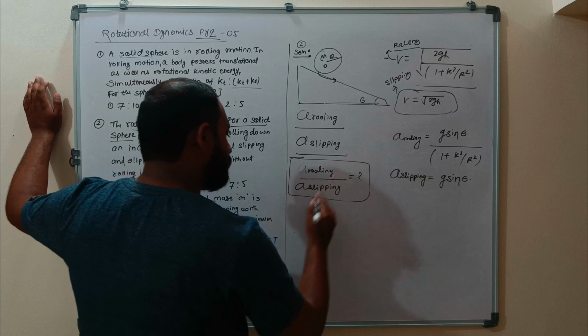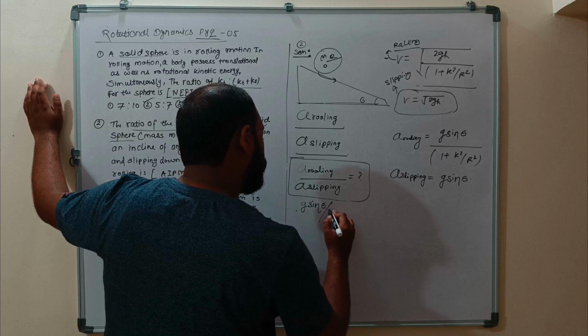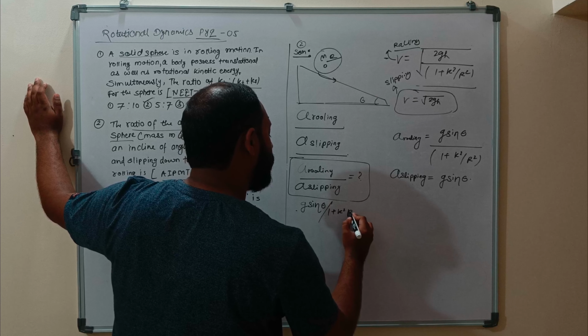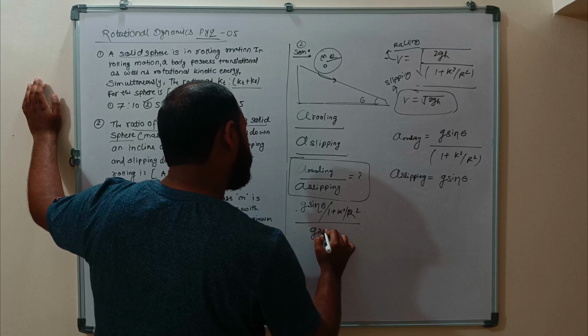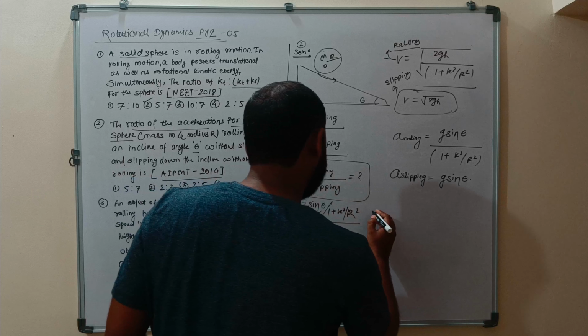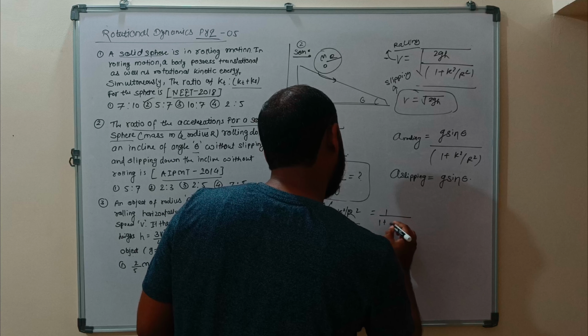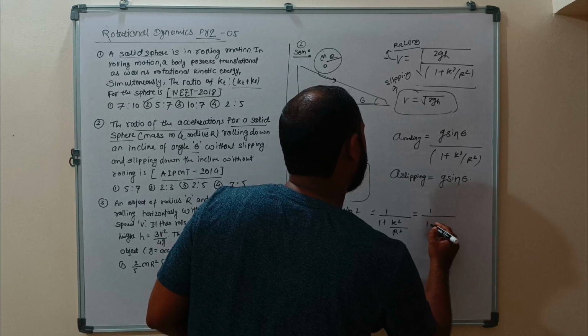Now these are the two formulas we have to put here. What is it for rolling? That is g sine theta upon 1 plus k square by r square. And what is it for sliding? g sine theta. So g sine theta gets cancelled. What remains then? 1 upon 1 plus k square by r square.